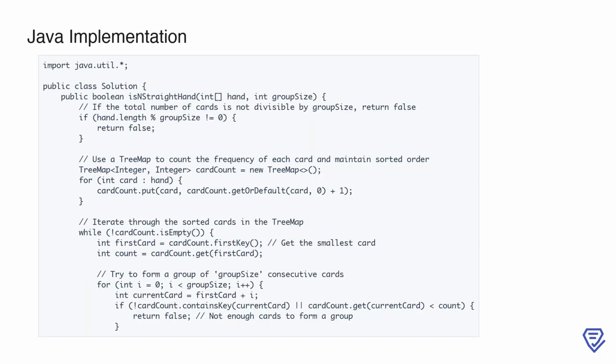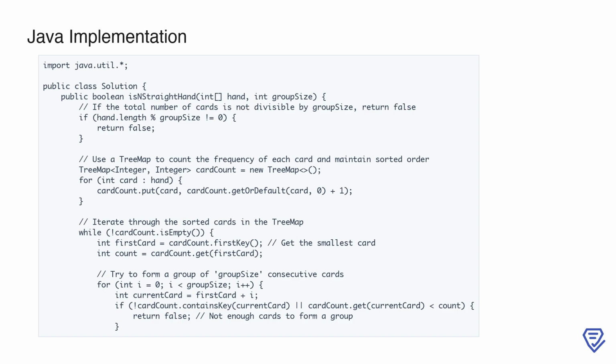Here, we begin by defining the method isNStraightHand, which takes an array of integers hand representing the cards and an integer group size indicating how many consecutive cards must form a group. The first thing we check is whether the total number of cards in the hand is divisible by the group size.